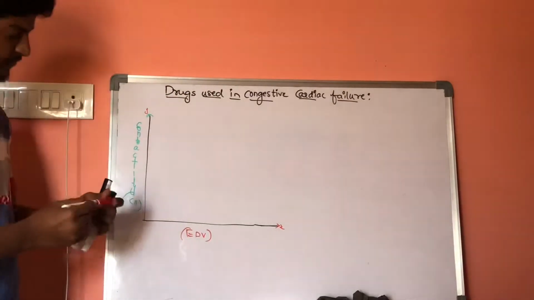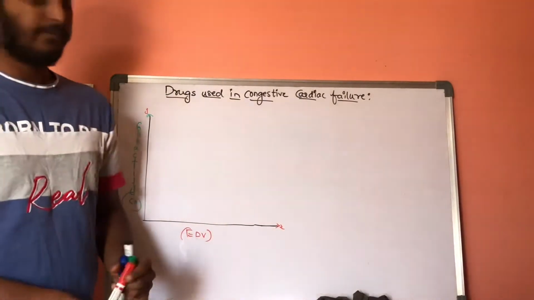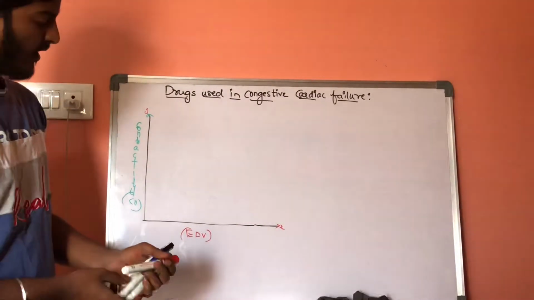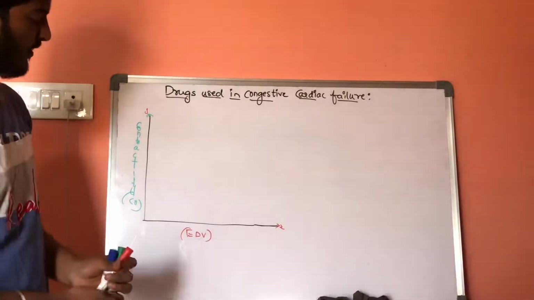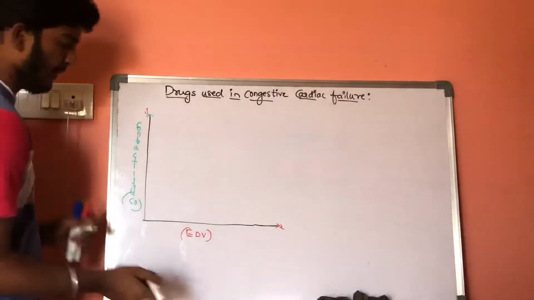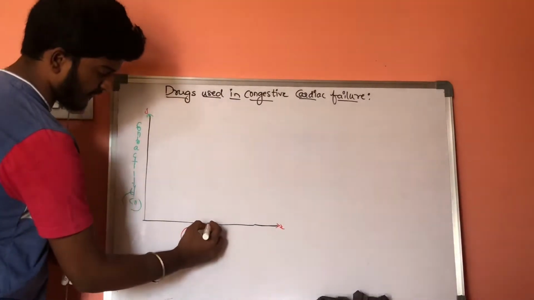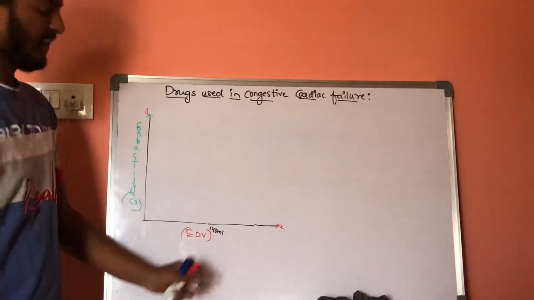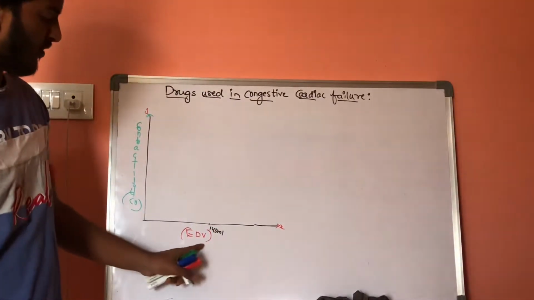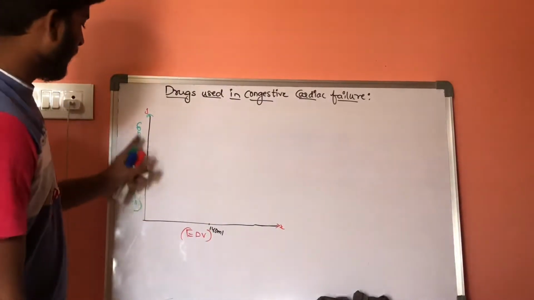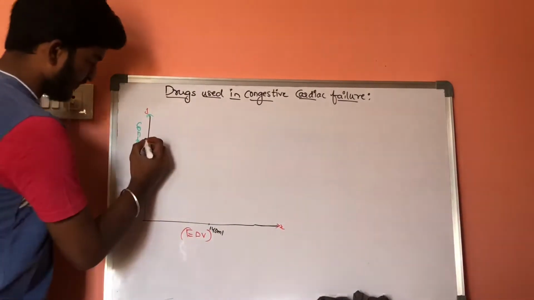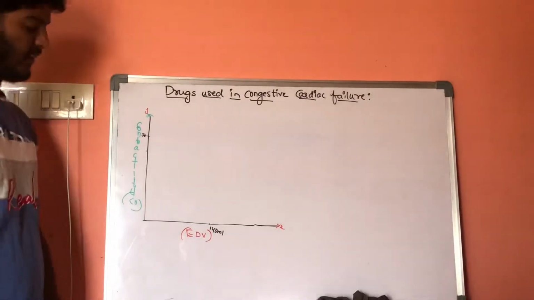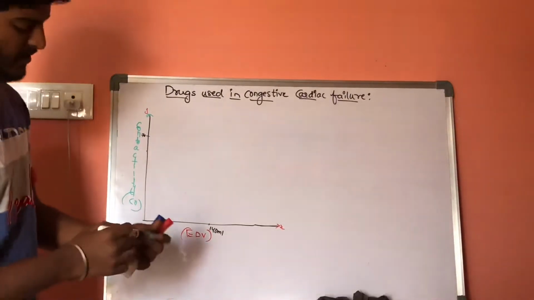Now, normally the end diastolic volume of a normal heart is 140 ml. When the end diastolic volume is 140 ml, the contractility, let us consider, will be 70 beats per minute. What does end diastolic volume mean?